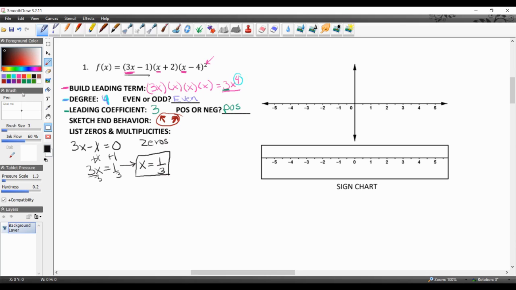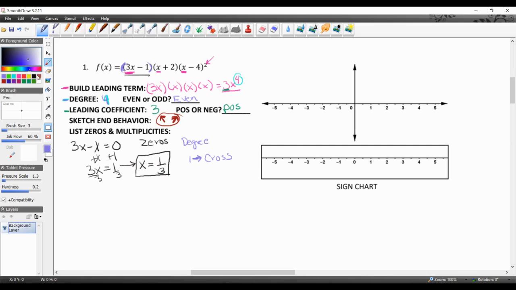In addition to that, we're also going to find the multiplicity of each of these zeros, because the multiplicity tells us whether or not the graph is going to cross or bounce off of the x-axis. For this one, we only had the one factor here, 3x minus 1. In other words, there's one parenthesis that has that, so the multiplicity is just going to be 1. Since it's 1, it's odd, which means this one is going to cross.